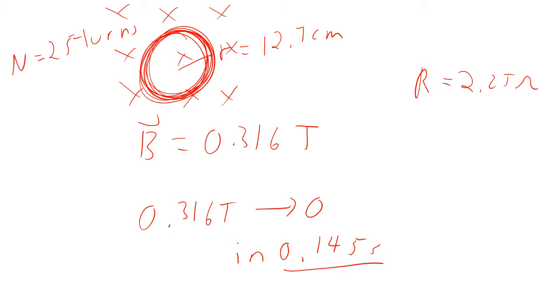So what's happening here is that you've got the magnetic field going through this coil, and you've got a flux. And now the flux drops from whatever it was to 0 in 0.145 seconds. And so by Faraday's law, that's going to induce an EMF in the coil. Since the coil has resistance and it's a closed loop, that means that there's going to be current. Okay, so Faraday's law tells us that the EMF is minus N times the rate of change of the magnetic flux.